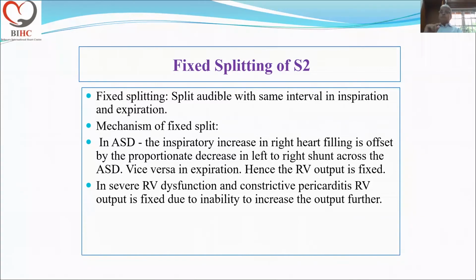Contrary-wise, in expiration, the venous return is obviously less, but then the left to right shunt is more. As a result, as far as the right ventricle is concerned, it's getting in the same larger volume in inspiration as well as in expiration. So the split is fixed and the split is wide. Wide because of the larger volume, fixed because of the relative constancy of the inflow into the right ventricle.